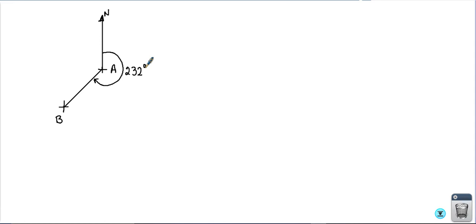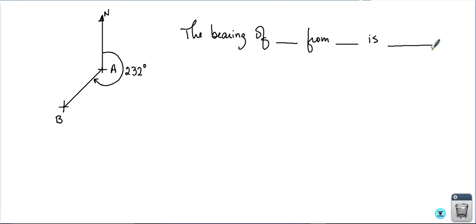So how am I going to describe that? It is the bearing of something from something is an angle in degrees. So the bearing of A from B, or of B from A. From where are we finding the angle? The angle is found from A. So this is from A. So the bearing of B from A is, and what is the clockwise angle? The clockwise angle is 232 degrees.